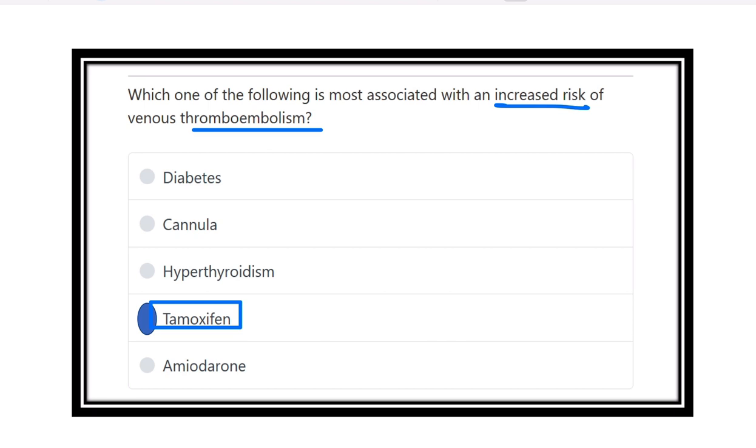Other options here are amiodarone and hyperthyroidism. In hyperthyroidism there is hyperdynamic circulation, that means circulation increases. So when circulation increases, there is no chance of venous thromboembolism. In case of IV cannula, usually there is no risk or very little risk, which is negligible. Also diabetes is not responsible for thromboembolism. So only here it is tamoxifen.